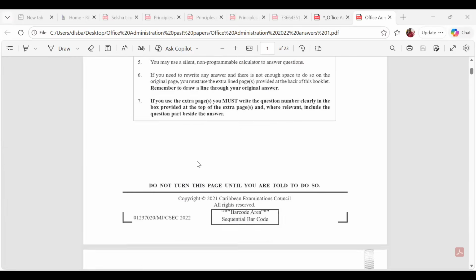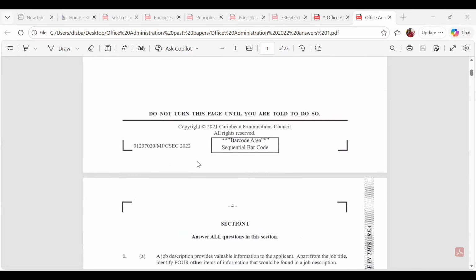This is 2022. Job description, number 1. A job description provides valuable information to an applicant. Apart from the job title, what are 4 other items of information that you'll find in a job description? Anybody could think of any?